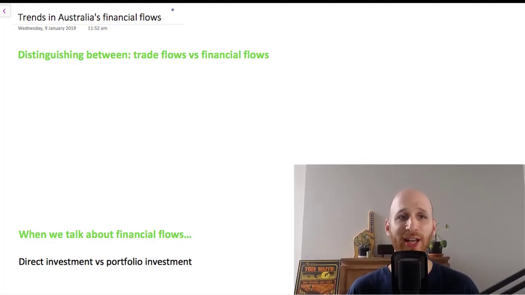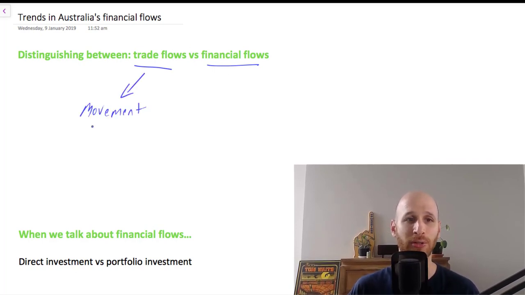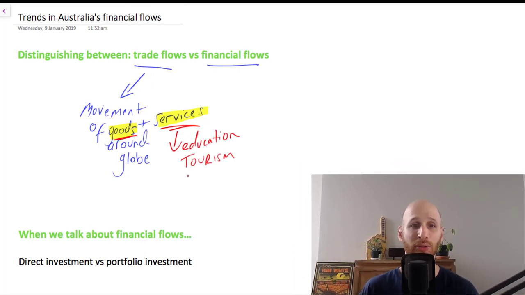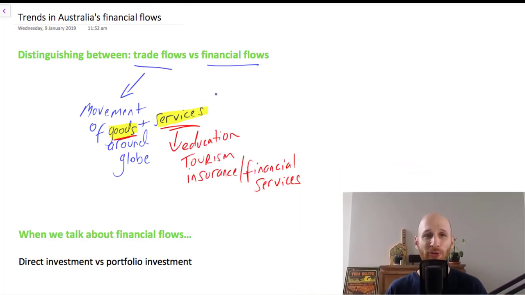Okay, before we get stuck into financial flows, let's start by distinguishing between trade flows and financial flows, an important distinction. Now, trade flows is all about the movement of goods and services around the globe, and it is really important to think about goods and services. So those are trade flows. Now, if we move to financial flows, instead of looking at the movement of goods and services, we're looking at the movement of money.